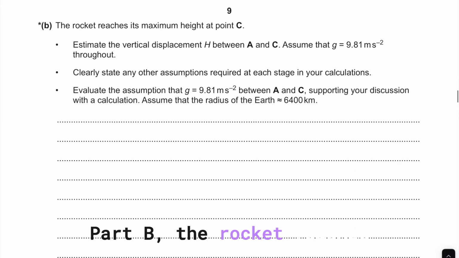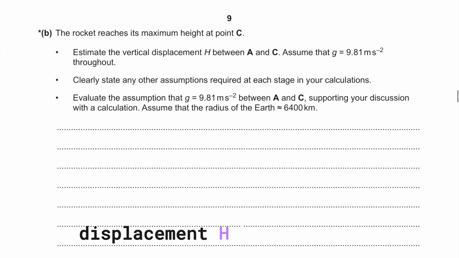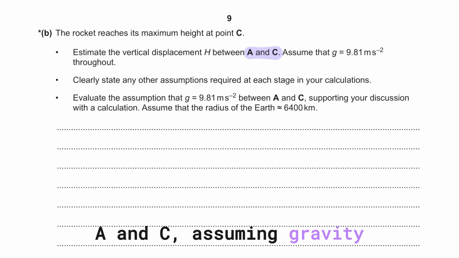Part B. The rocket reaches its maximum height at point C. Estimate the vertical displacement h between point A and C, assuming gravity is 9.81 throughout.